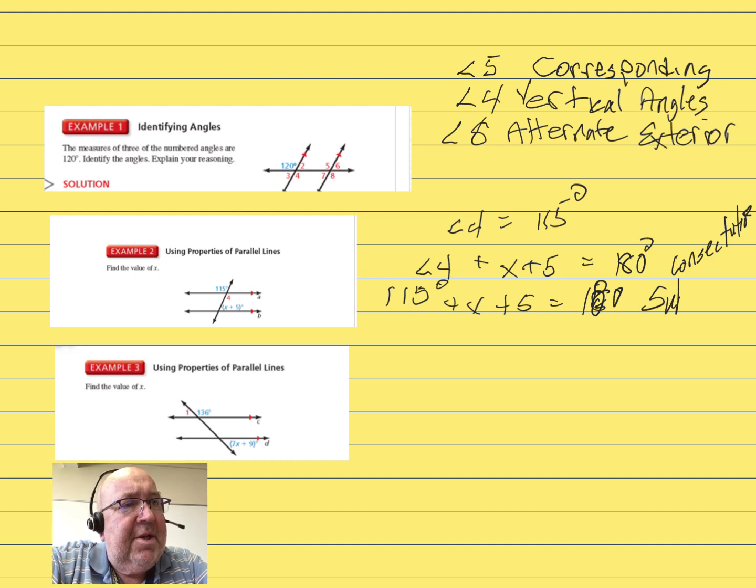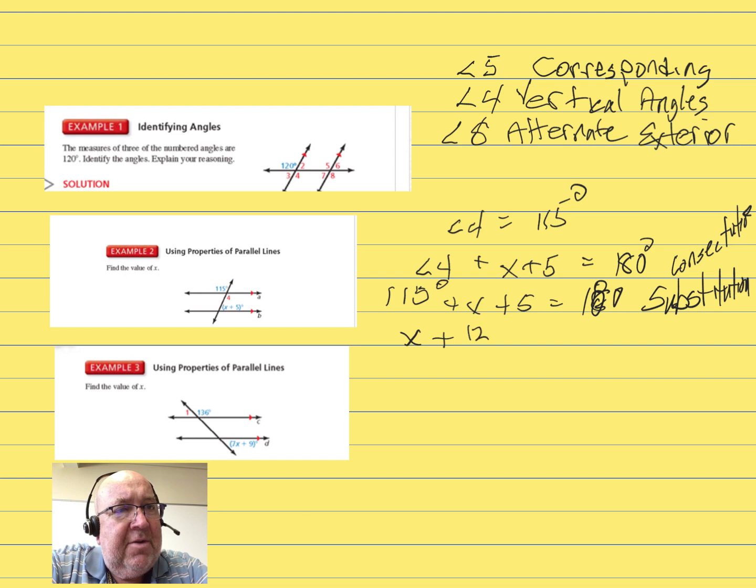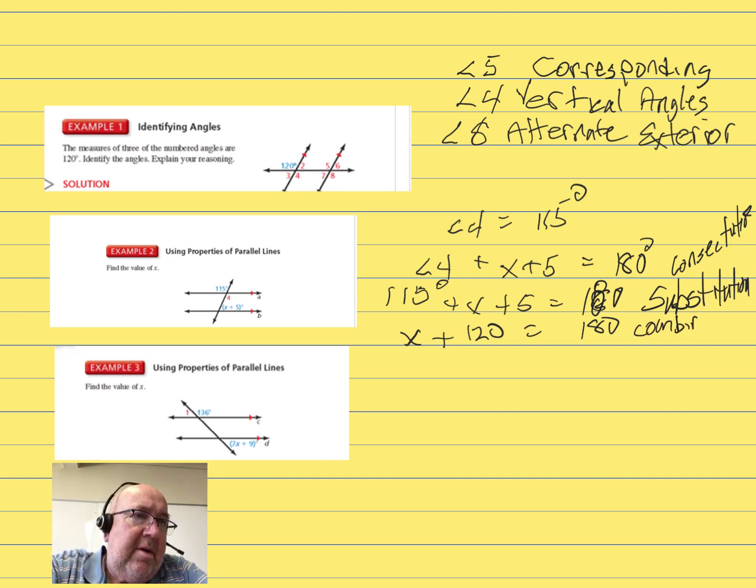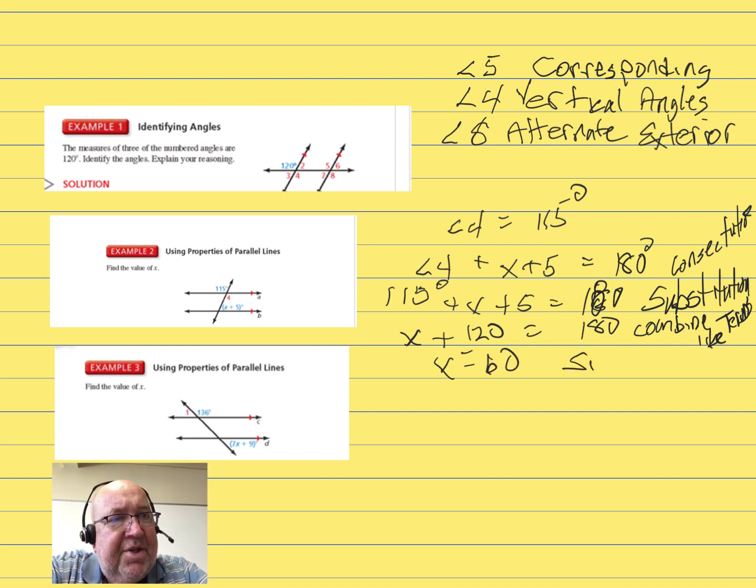That's substitution. We can combine like terms and we get x plus 120 is equal to 180 degrees. And that's just simplify or combine like terms. And then we can subtract 120 from both sides, and we're getting x is equal to 60. That's the subtraction property.